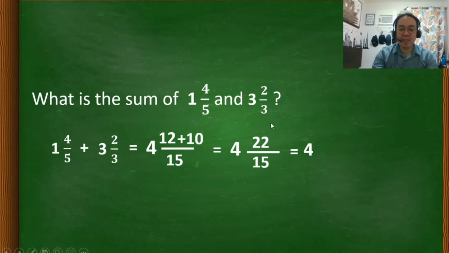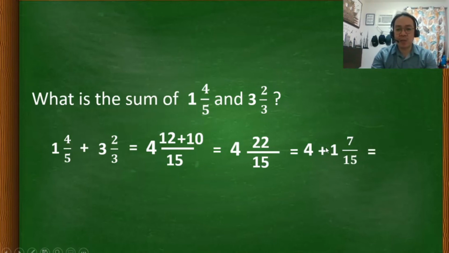To express it in a mixed form, we will just divide 22 by 15, or divide the numerator by its denominator. So, 22 divided by 15 is equal to 1. Diba? 1. And then, meron tayong natitirang 7. So, yung sagot mo na 1, that will be your whole number. And then, yung remainder mo 7, then you will just copy the denominator. So, we can now add.